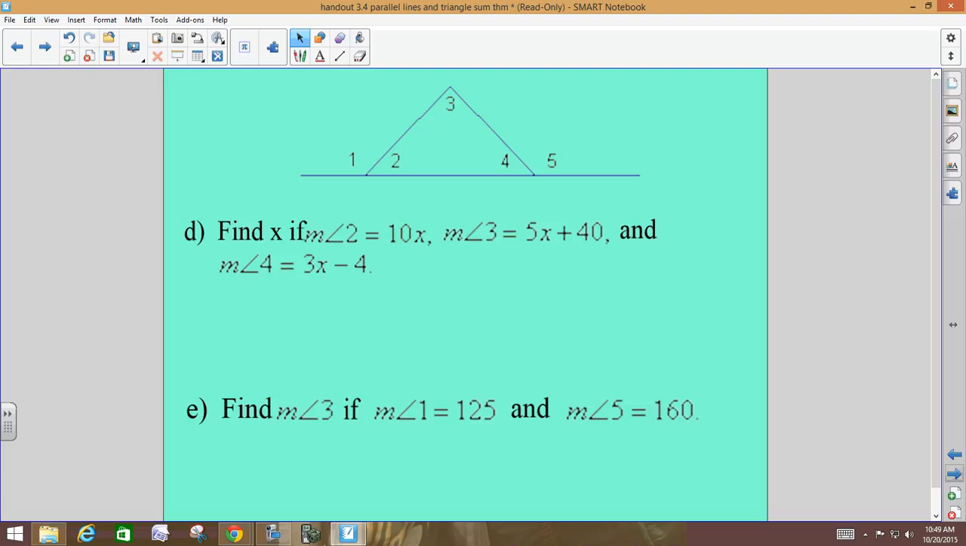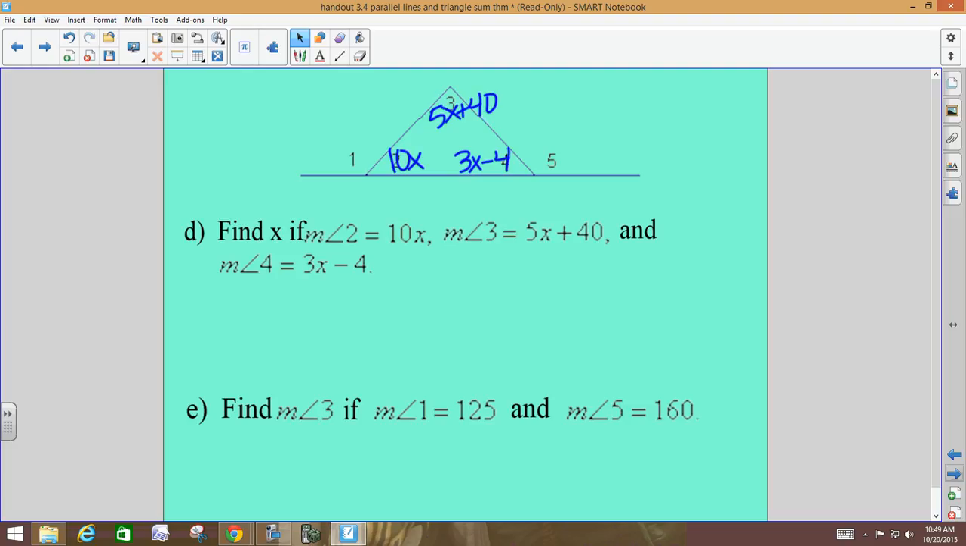D. Find the value of x if angle 2 is 10x, angle 3 is 5x plus 40, and angle 4 is 3x minus 4. Finding the value of x, I have to come up with an equation to do so. Kate, any ideas? Do you see those 3 expressions they gave us for 2, 3, and 4? Good, set them equal to 180.